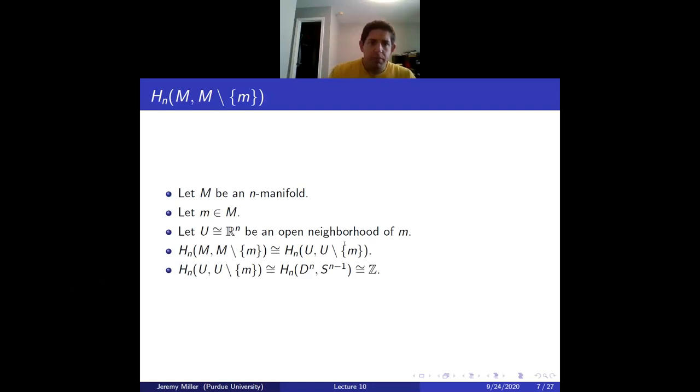And yeah, so what do we have? Well, this is the homology of Rn, rel Rn minus a point. But this pair, Rn rel Rn minus a point, is homotopy equivalent to disk rel sphere, which is just Z. Any questions on this computation?